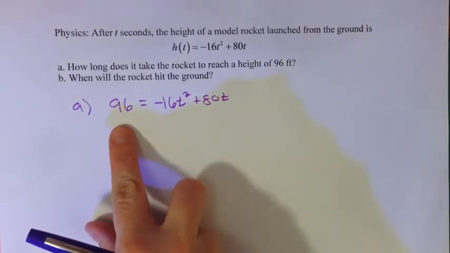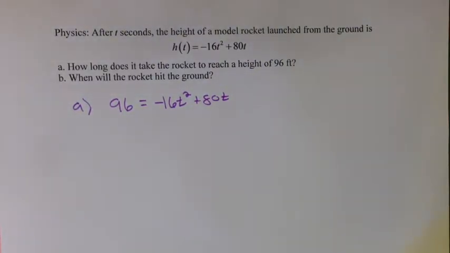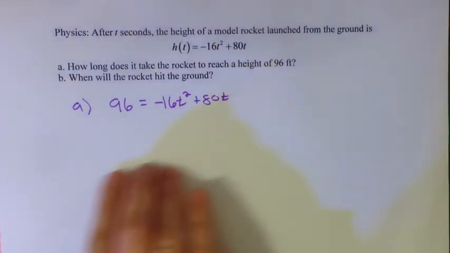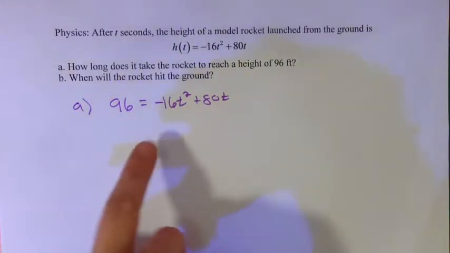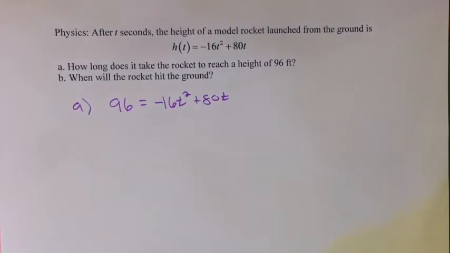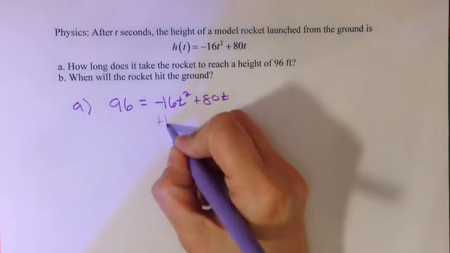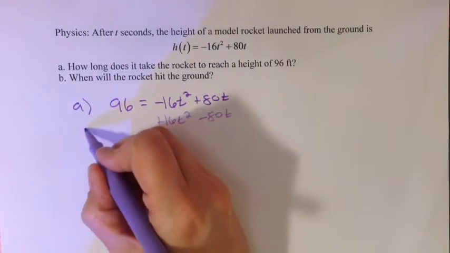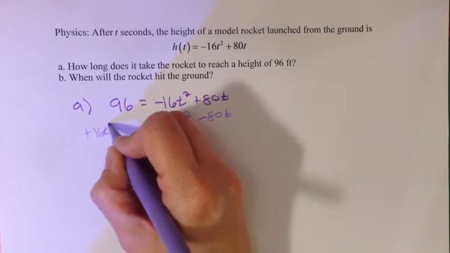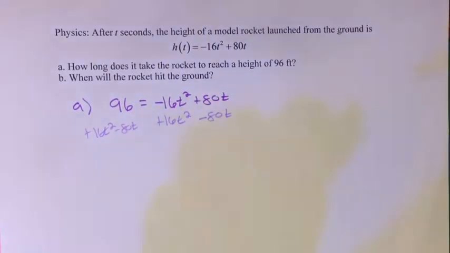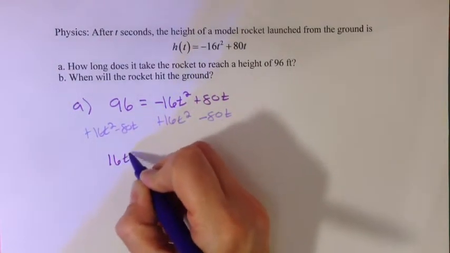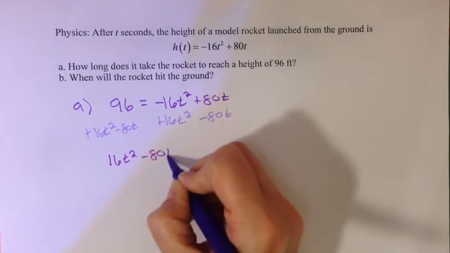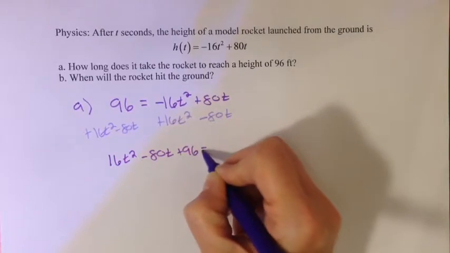Now I have an equation that I'd like to solve. Just like earlier, I'm going to start by getting everything over to one side of my equation so that I have stuff equals 0, and then I'm going to try to factor. So what I'm going to do is add the 16t squared and minus the 80t to get them to the other side. So plus 16t squared minus 80t. That gives me the equation 16t squared minus 80t plus 96 equals 0.